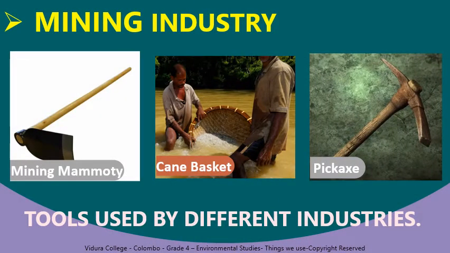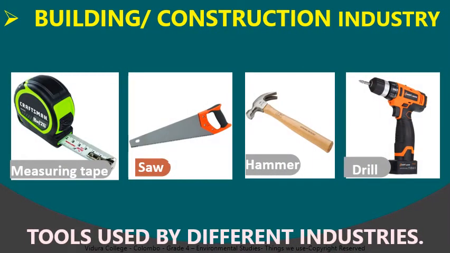Mining industry. A miner is the person who works in mines. They use a pickaxe, rod, mining mammoth, cane basket to find gems or gold. Building or construction industry. In this industry, there are a lot of people working together. So, few of the common instruments or equipment used by those people are hammer, saw, drill, and measuring tape.